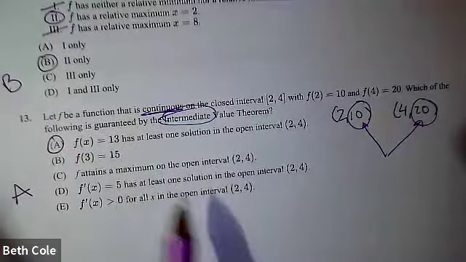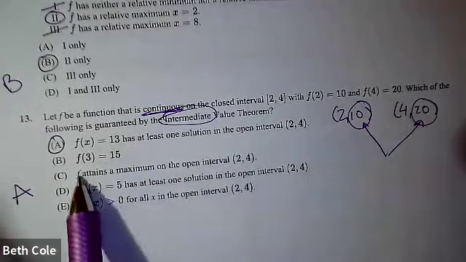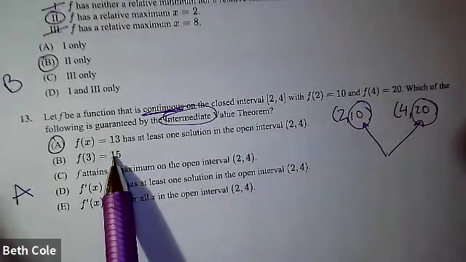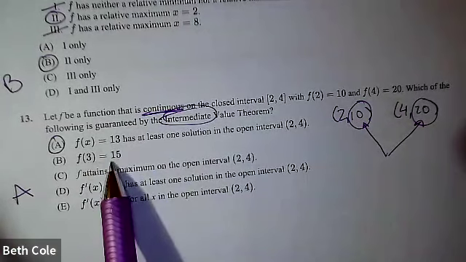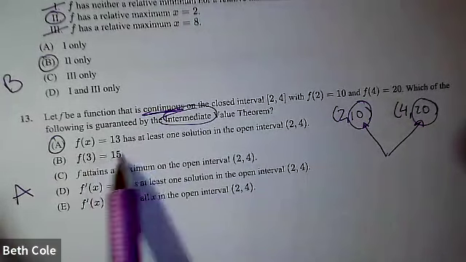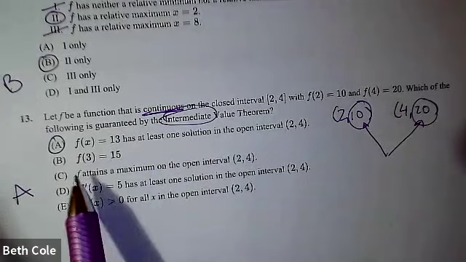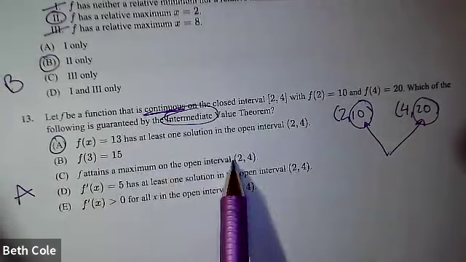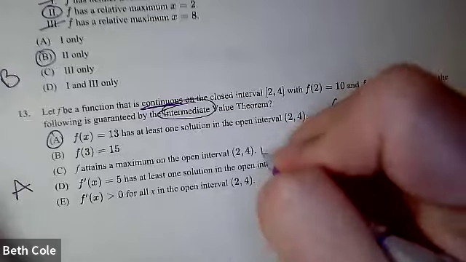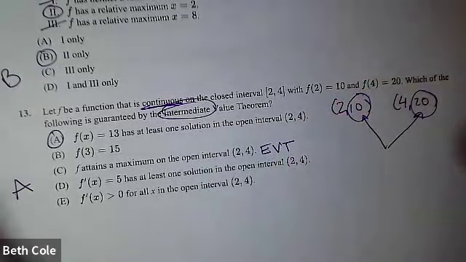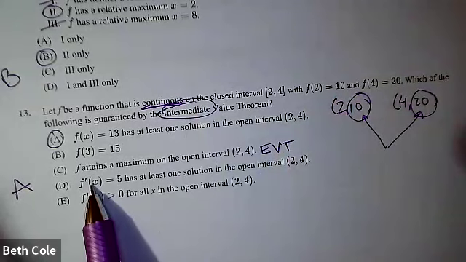If you were wondering why it's not any of the others, f of 3 equals 15. Well, 15 is in between these, but can I guarantee it's the point 3, 15? No, I mean, 15 will be on there, but maybe it's 3.5, 15. I can't guarantee it's at that exact point. Attains a maximum on the open interval 2 to 4. That's true, but it's not intermediate value theorem. That's your extreme value theorem. So while that's true, it's not what the problem's asking for.